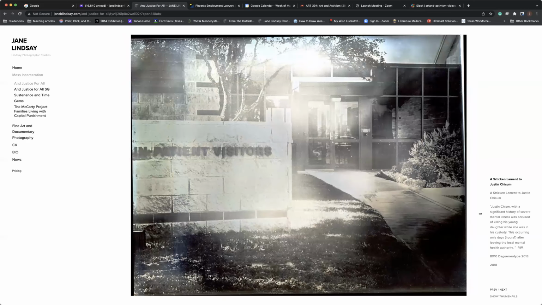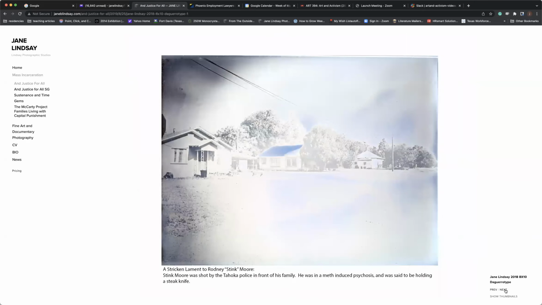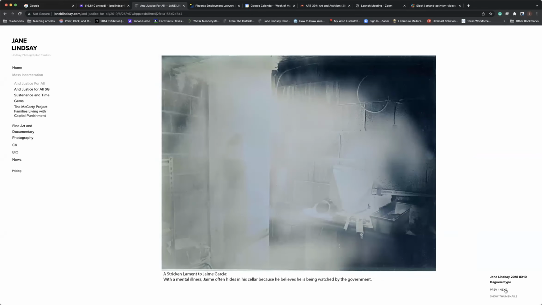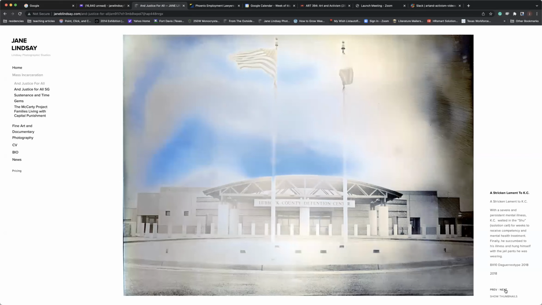These each have a story to them. Please feel free to read them. These are laments, these big daguerreotypes. These are 8 by 10. And they usually show what happened. That's not a murder scene, by the way. This one is, though. It's so sad.